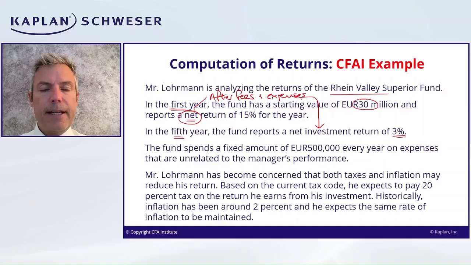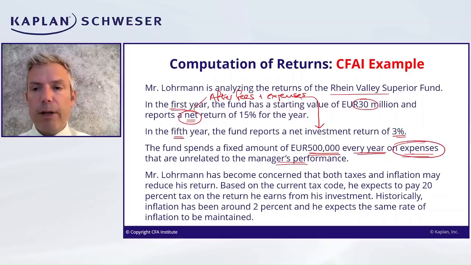The fund spends a fixed amount of 500,000 euros every year on expenses that are unrelated to the manager's performance. So it doesn't matter, these aren't performance fees. These are fixed expenses that have to be paid. And we would assume that these are management fees and admin expenses, all right?